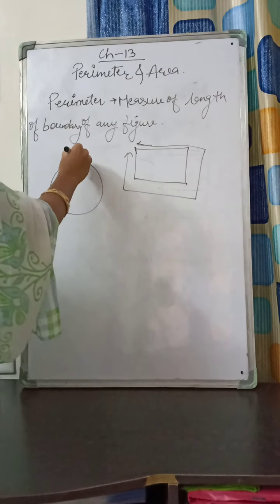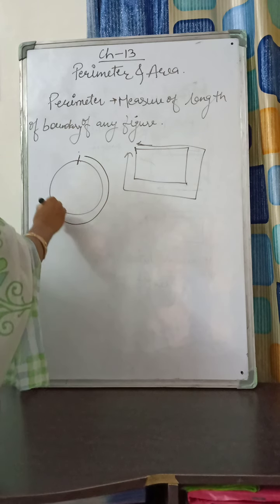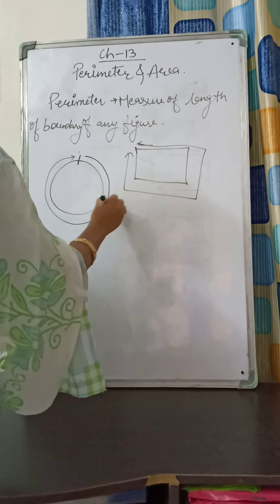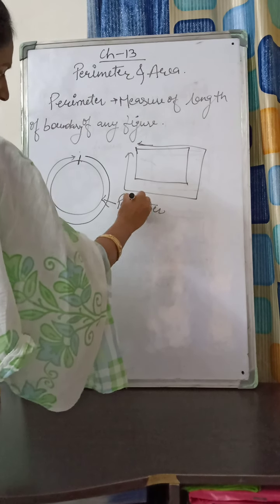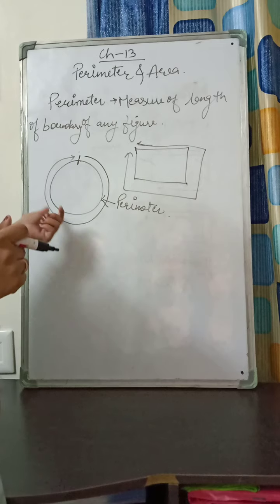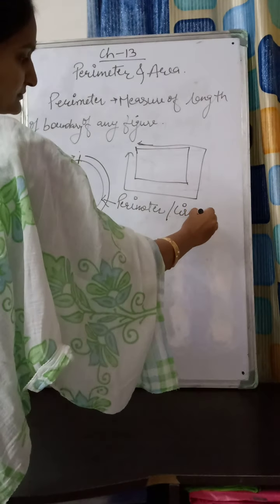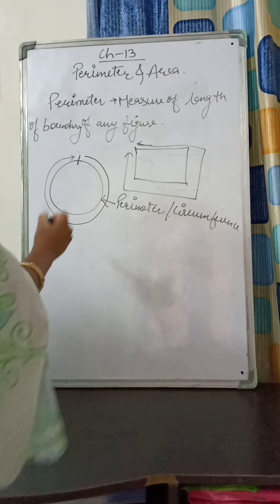Considering another figure, a circle, we start the length from this point, and if we measure the whole length of the boundary, we can say that this is the perimeter of the figure. But in a circle we say that this is the circumference. Fine. Next is area.